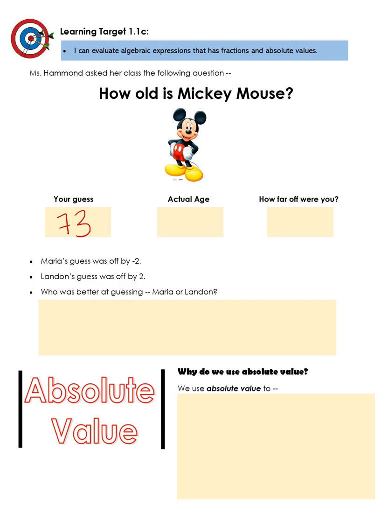All right, type in your guess. His actual age is 91. So how off were you? I was under by 18. So the negative sign here represents under. So maybe if you guessed over, you'll have a positive number.